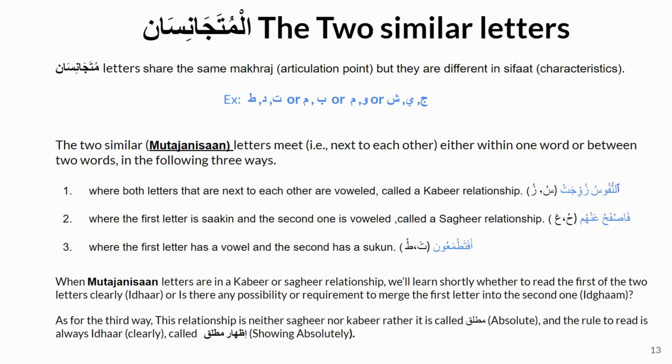And when Mutajaanisaan letters appear next to each other within one word or between two words, and both of the letters are vowel or mutaharrik, we call this a kabir relationship. For example, here, letter Sin and letter Za, both of them are coming from the same makhraj, which is tip of the tongue plus the lower part of the inner surface of lower two incisors, but they are different in sifat. Sin is a letter of hams, while za is a letter of jahar.